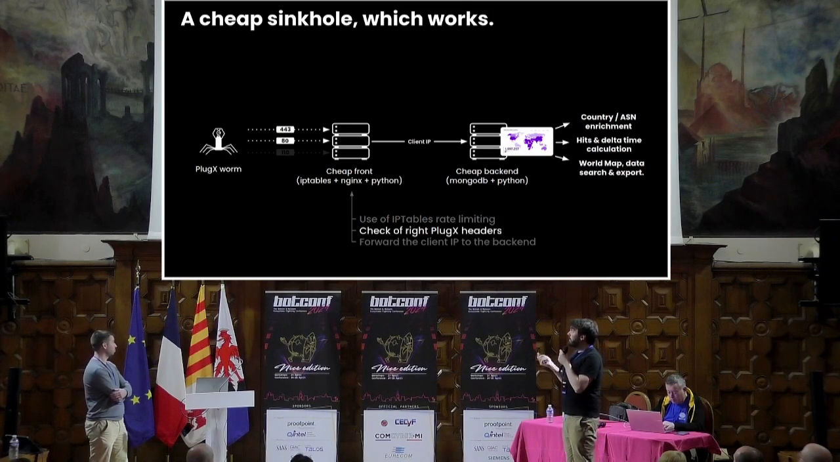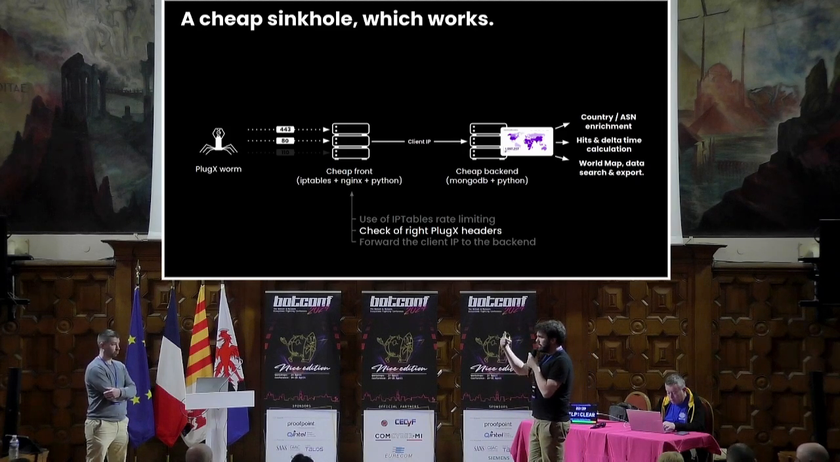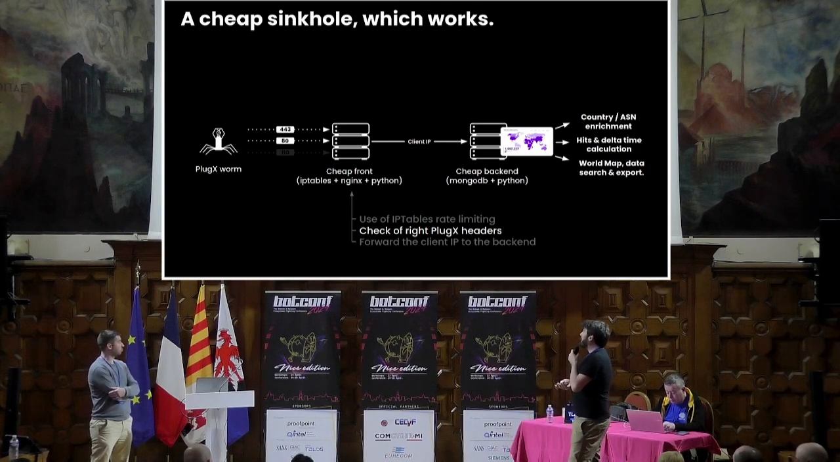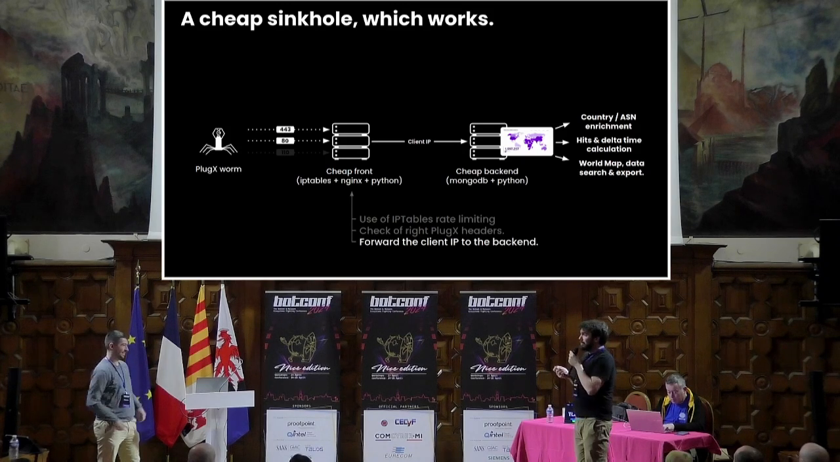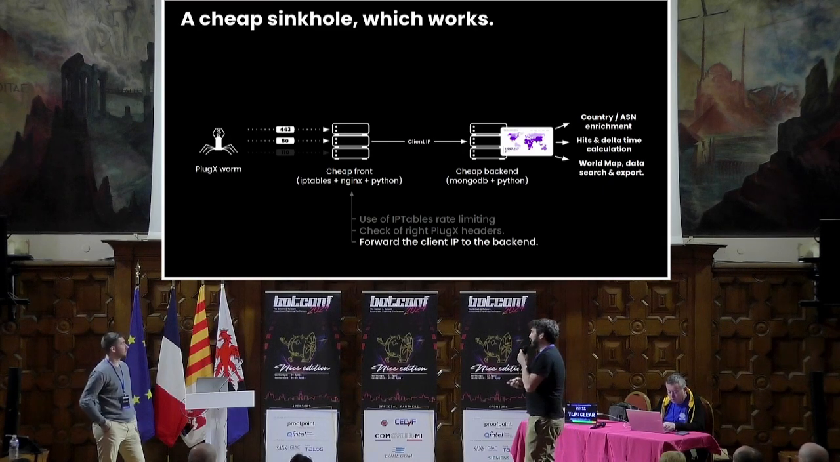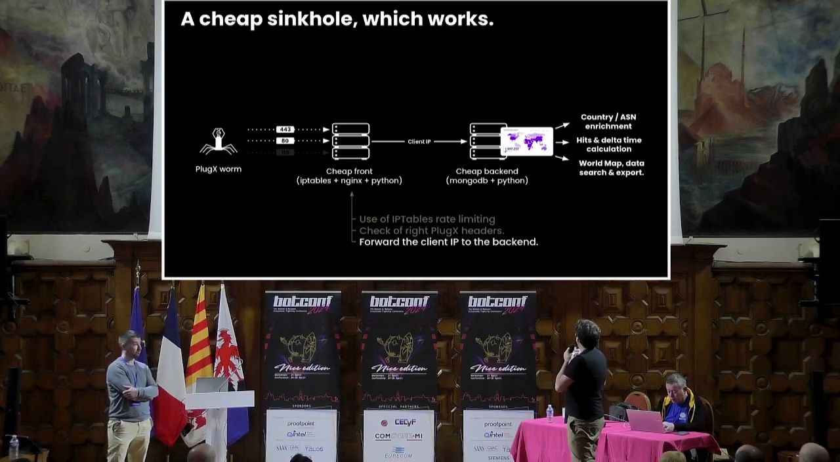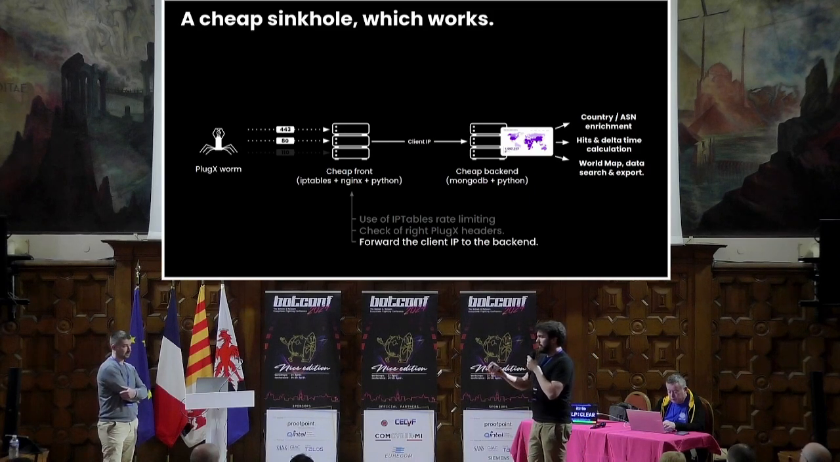We are also checking for the right PlugX headers, because we are looking for PlugX requests and not scanning ones. It's just a small Python script, or maybe it was just Nginx, I don't remember. When it matches a PlugX request, we forward everything to a cheap backend too, because we don't have money: a $7 server hosted on DigitalOcean. With some MongoDB and Python, we have the world map of the infections, and do some enrichment calculations like first seen and last seen, like passive DNS but for sinkholes, to see, for example, if PlugX is persistent inside the victim networks.